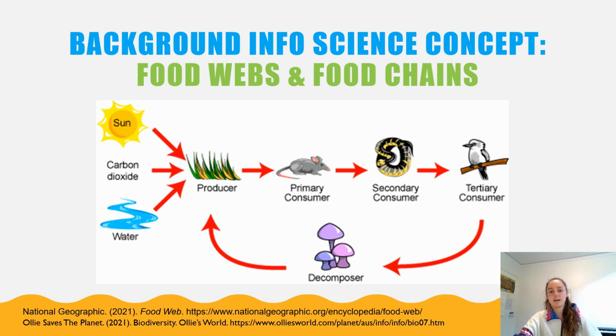Background information on the science concept of food webs and food chains. Food webs represent energy moving through the ecosystems. Arrows indicate direction of energy travel between organisms. For example, grass is eaten by mice, shown in this diagram here. Food webs are unique to the habitat and are made up of multiple food chains. Food chains are a hierarchy of what eats what in the animal kingdom and with plants as well. Food webs connect food chains of different organisms.